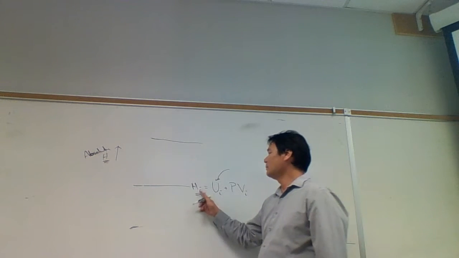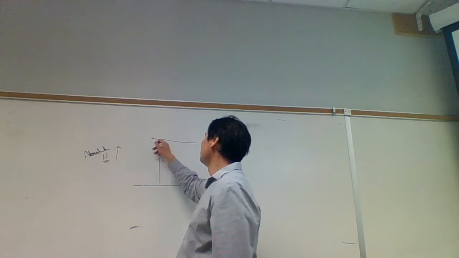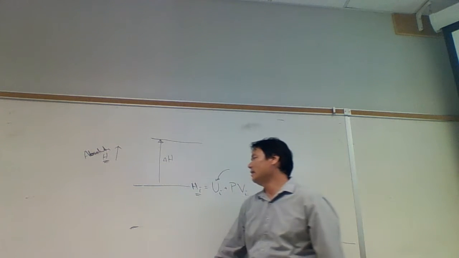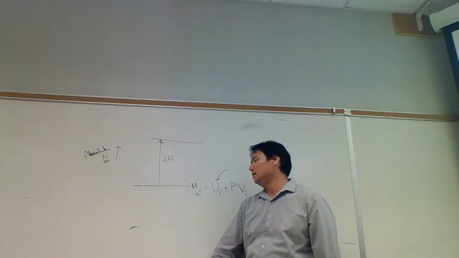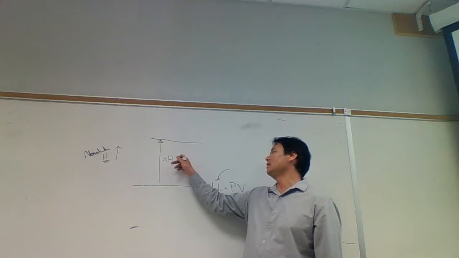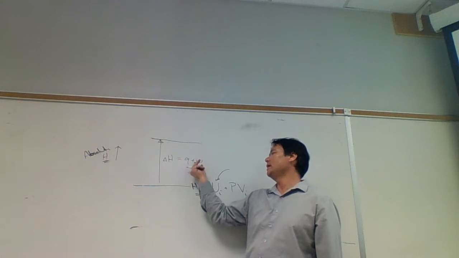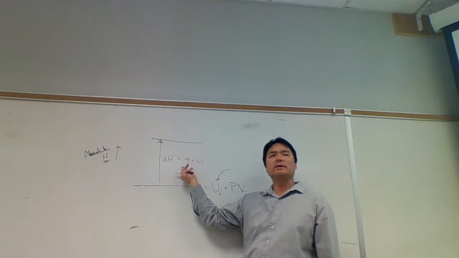So absolute enthalpies are never determined, just delta H's are determined. Now, we call delta H the heat, but the only reason we call it the heat is because we fixed the work. And so the remaining energy must be heat, but it doesn't have to be heat, right? It's just the energy.